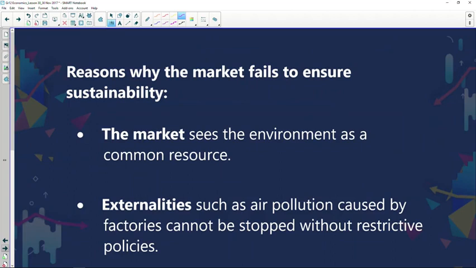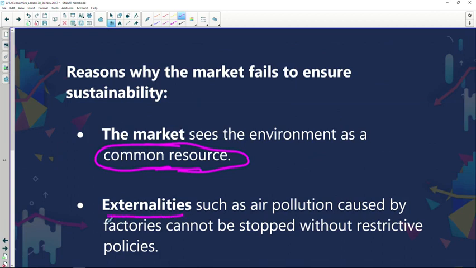So, some of the reasons why the market fails to ensure sustainability. We know that the market plays an important role in this whole process, but sometimes they do fail to ensure sustainability. So we said that the market sees the environment as a common resource, something that they need to use in order to generate an income. So they want to sell the fish to the supermarkets or to the people. When they see the ocean, they see a common resource where they can go and catch fish and then sell them in the fish market.